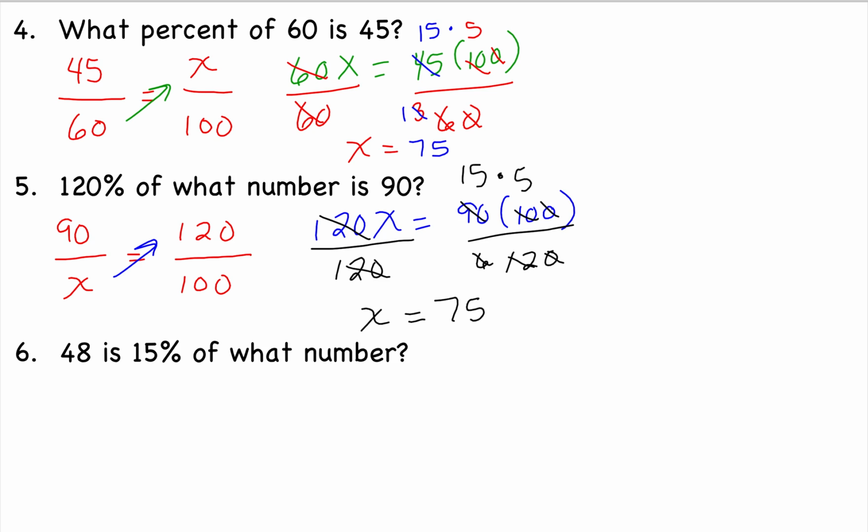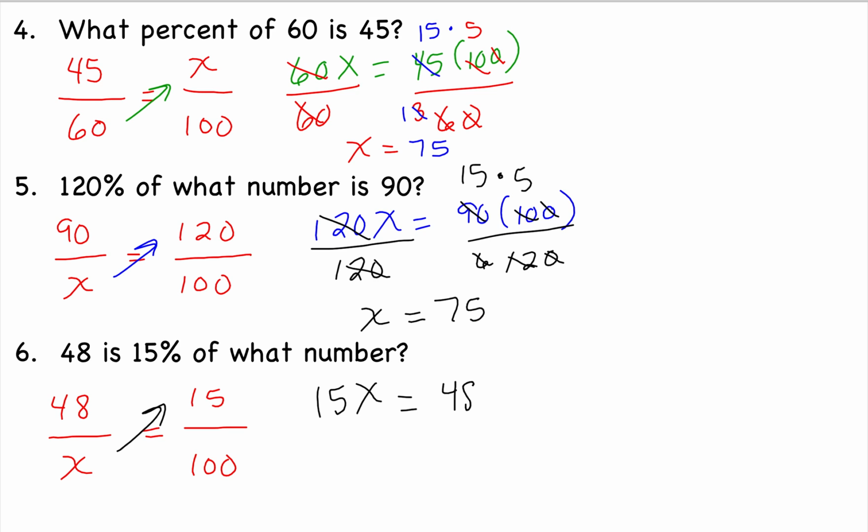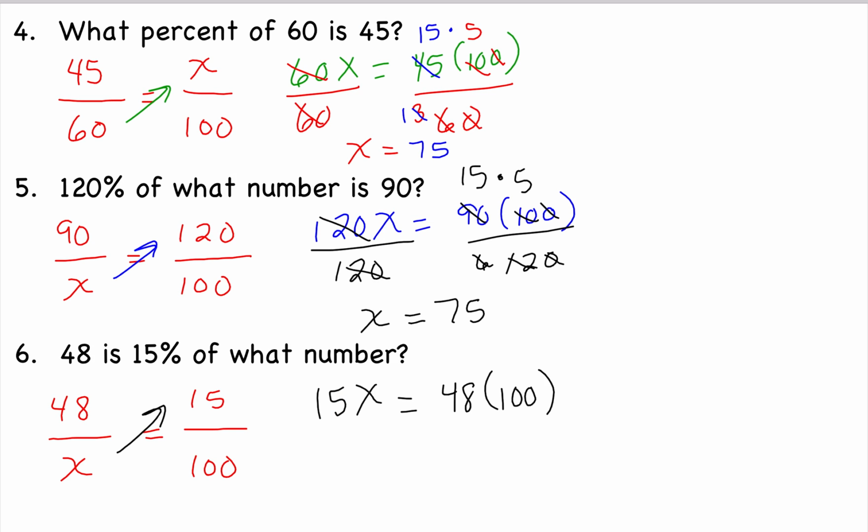Number 6 says 48 is 15% of what number? Well, we have 48 as the is, of is unknown, so we're going to have 48 over x equals 15 over 100. And again, let's cross multiply. So we're going to multiply this way, and we get 15x is equal to 48 multiplied by 100. We want to get the x alone, so we're going to divide both sides by 15.